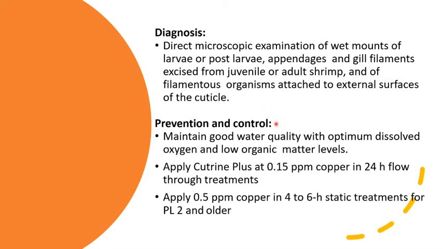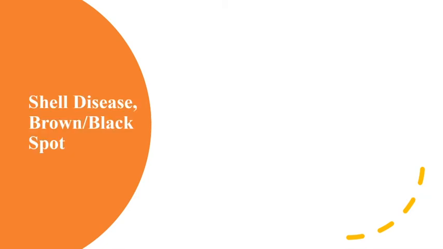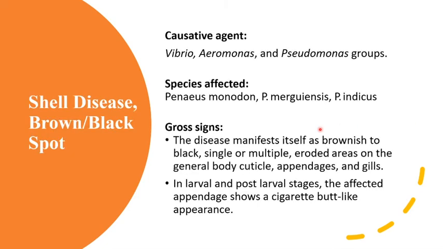Prevention and control. We have to maintain good quality water with optimum dissolved oxygen and low organic matter levels. Apply copper at 0.15 ppm in 24-hour flow-through treatments and apply 0.5 ppm copper in 4 to 6 hour static treatments for post-larval stage 2 and older. Let us learn about shell disease or brown black spot disease.